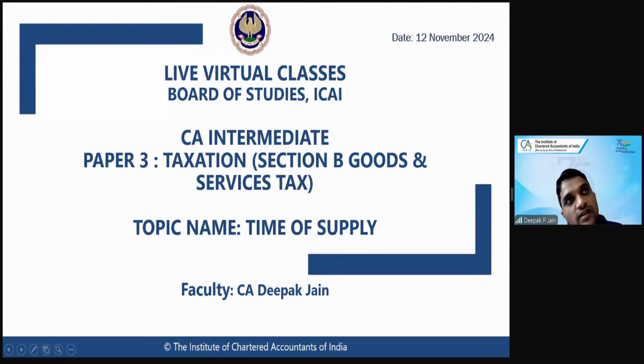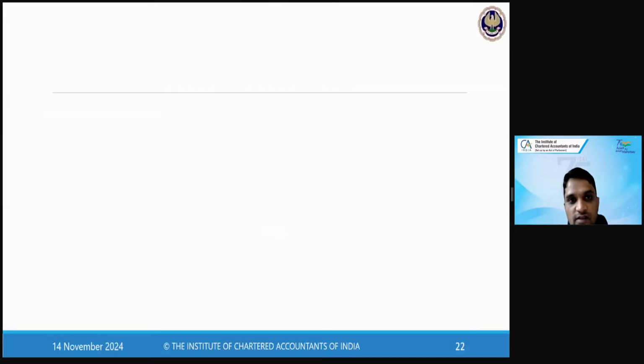So under goods, we learned various things. We understood what is the time of supply for continuous supply of goods, what is the time of supply in case of reverse charge, what is the time of supply of goods in case of issue of vouchers, right? So we have understood that in detail. Now we'll go to what happens in case of time of supply of services.